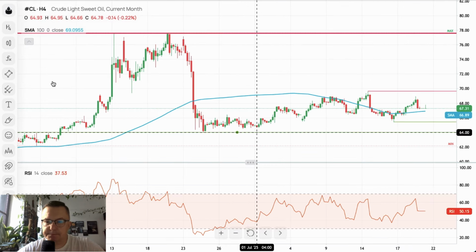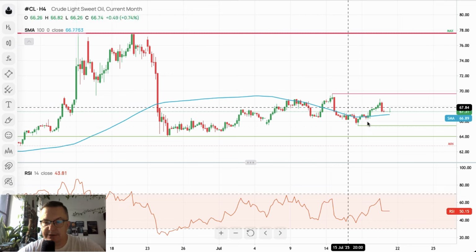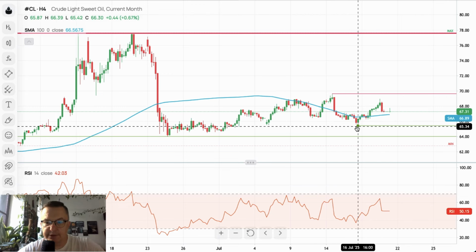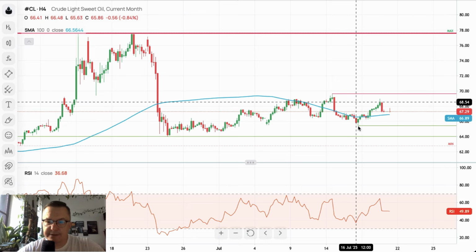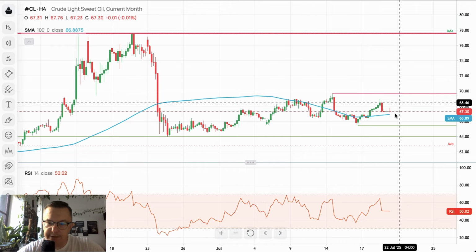Crude oil. Crude oil, it doesn't do much. There is not much to analyze because we didn't even break above the technical resistance at 69.64. We didn't even test the technical support at 65.42. We bounce up and down in between these levels.